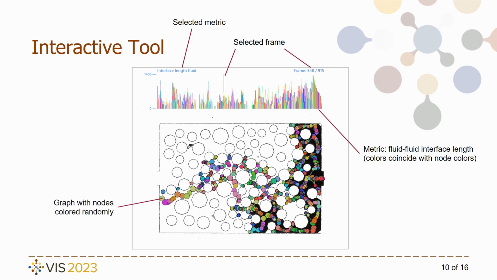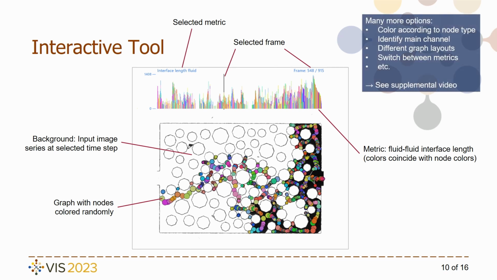The graph itself is visualized with randomly colored nodes, whose colors relate to the colors of the stacked bar chart. In the background behind the graph, the original input image of the selected timestamp is shown. This tool provides many more options for interactive analysis, such as coloring nodes according to their number of incoming and outgoing edges, applying different graph layouts, switching between metrics, and scrolling through time. For more details, please see our supplemental video.